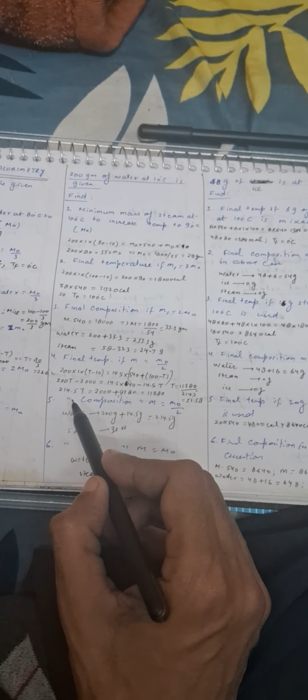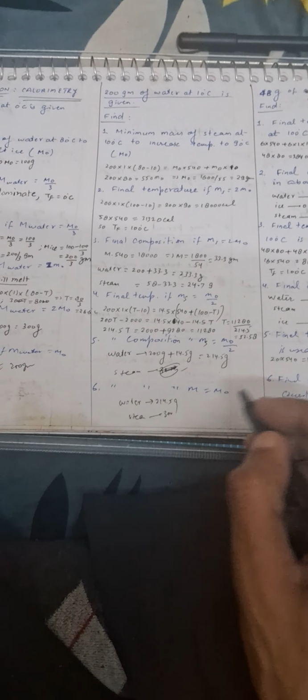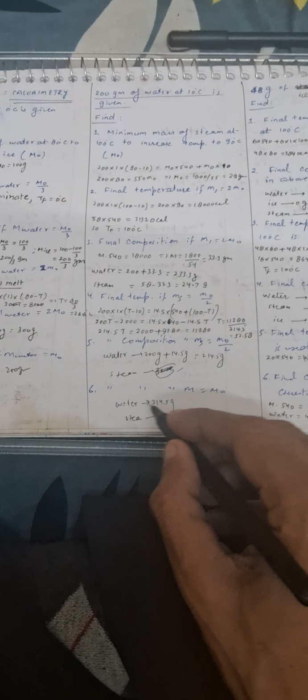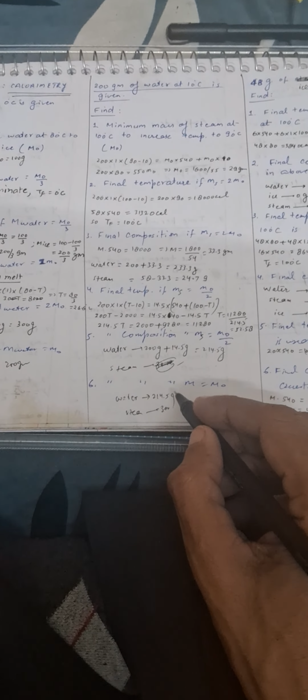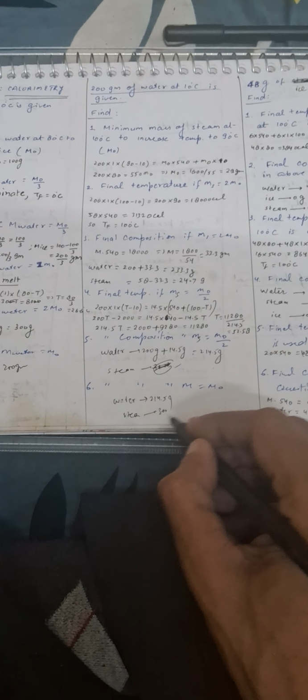Now we need to find the composition. So water will be 200 gram plus, due to condensed steam, 14.5 grams, so 214.5, and there will be no steam left as the temperature is 52.58, so mass of steam will be 0. Next is, if m is equal to m naught, then water will be at 90 degrees, so there will be no steam left and the entire mass will be converted into water.